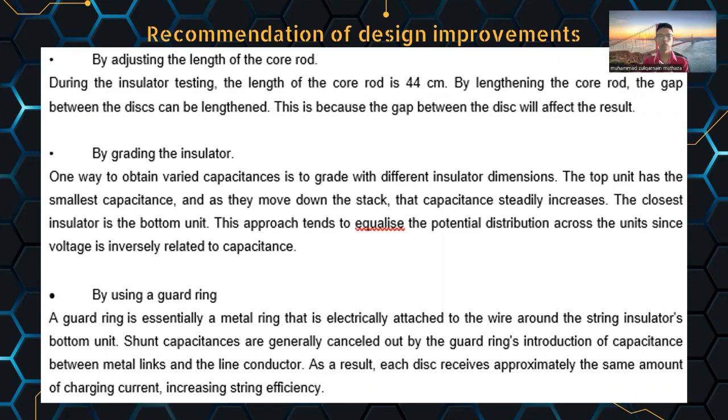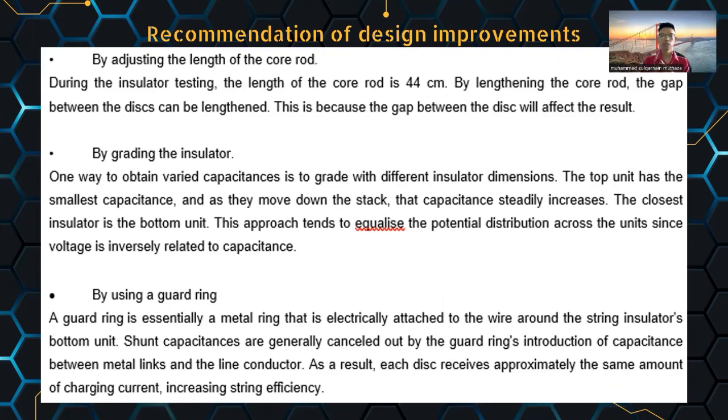The second recommendation is grading the insulator. One way to obtain varied capacitance is to grade with different insulator dimensions. The top unit has the smallest capacitance, and as they move down the stack, the capacitance steadily increases. The closest insulator is the bottom unit. This approach tends to equalize the potential distribution across the units since voltage is inversely related to the capacitance.